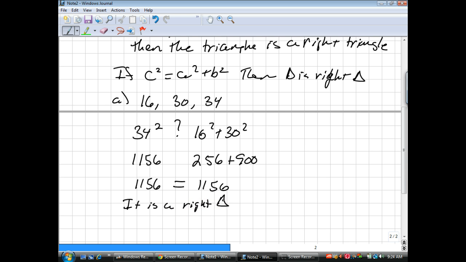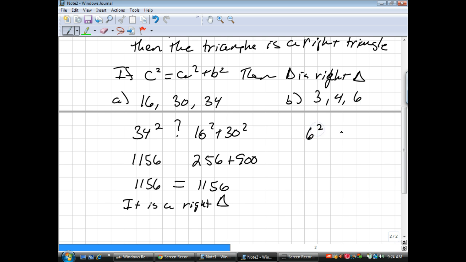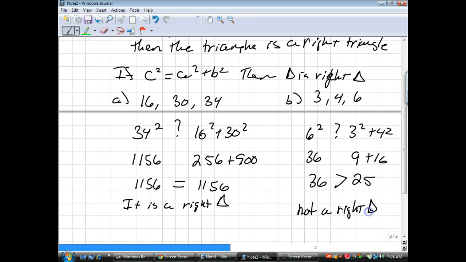Okay. If I have, for instance, the sides 3, 4, and 6. Is 6 squared equal to 3 squared plus 4 squared? Well, 6 squared is 36. 9 plus 16 is 25. So this is greater. So this is not a right triangle.